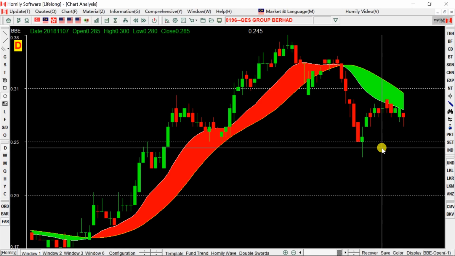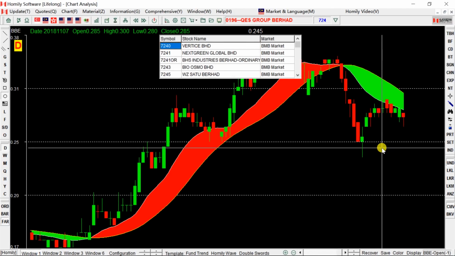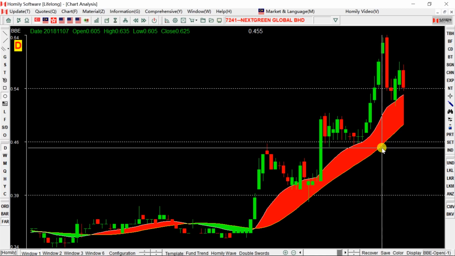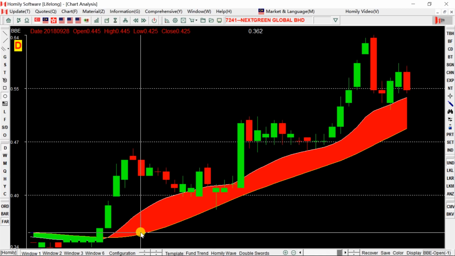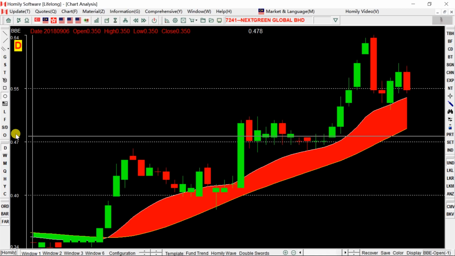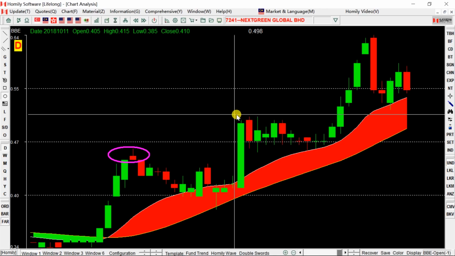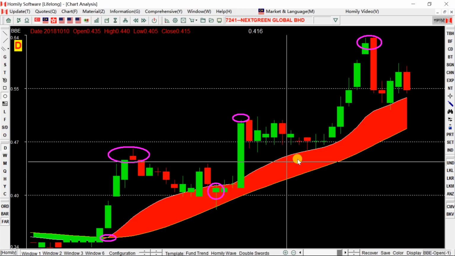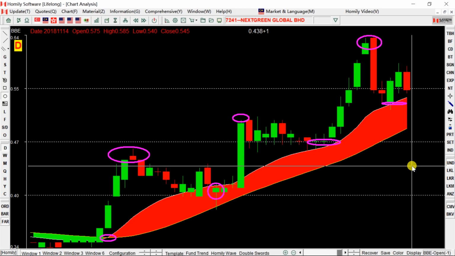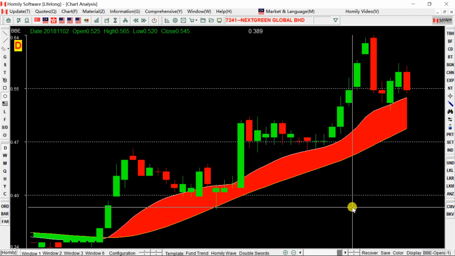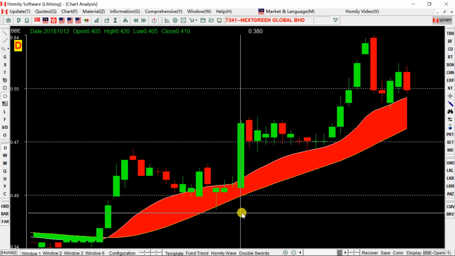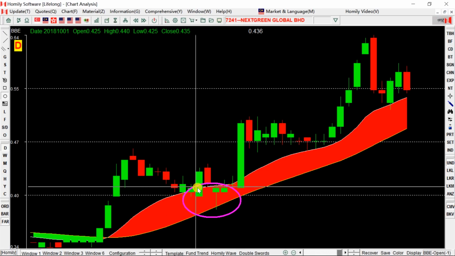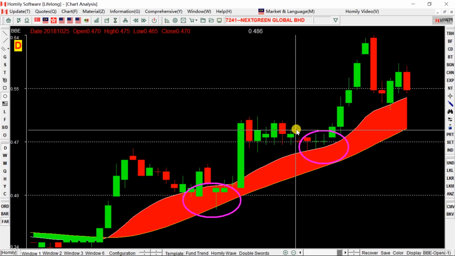How about uptrend stocks? For example, 7241. Is it an uptrend stock? Yes, sure, because it's in red ribbon. Also, we can see higher high and higher low, so it's uptrend. How to find the buy point in uptrend stocks? We use the red ribbon. When price reaches back to the red ribbon, that's a buy point.